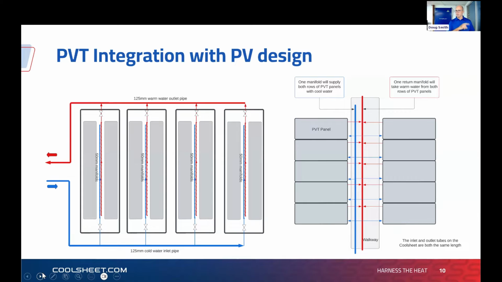PVT systems are generally running water. You can run glycol in colder climates, or different heat transfer fluids. But if we're talking water, most PVT systems run in sequence, 5 or 6 panels, and they end up needing quite a large or high-rated pump to push the water all the way from panel 1 through to panel 5 or 6. Panel 1 is hot, but panels 5 and 6 are getting much hotter.